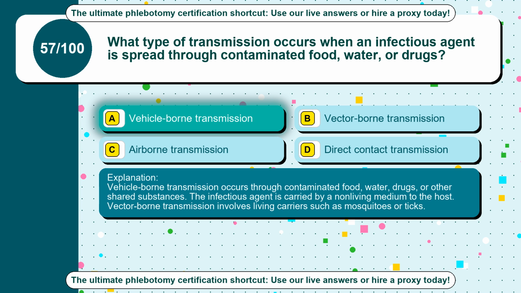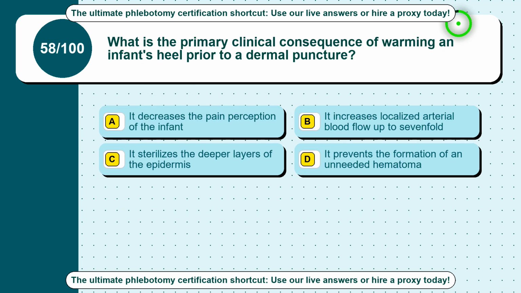Vector-borne transmission involves living carriers such as mosquitoes or ticks. Question 58. What is the primary clinical consequence of warming an infant's heel prior to a dermal puncture?